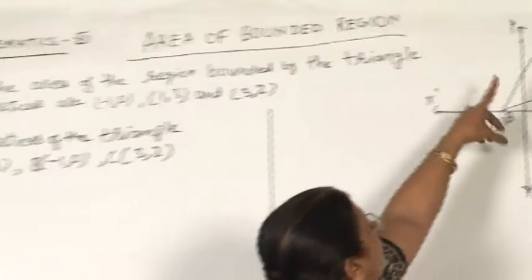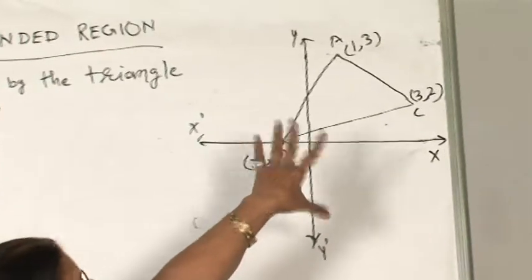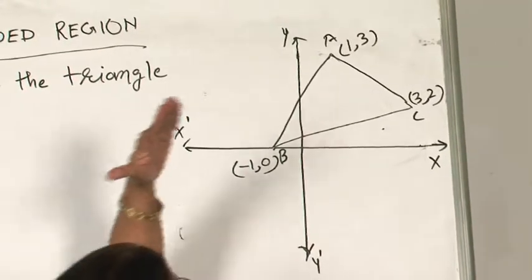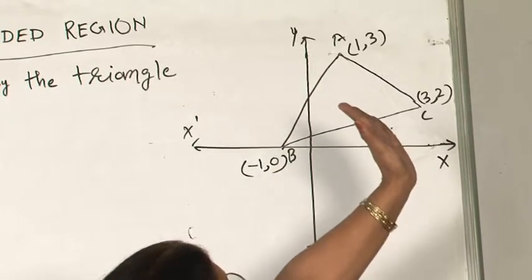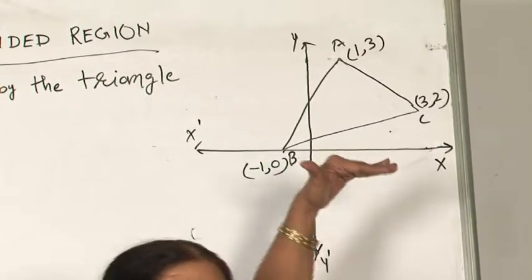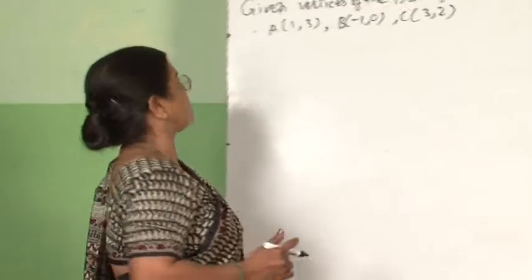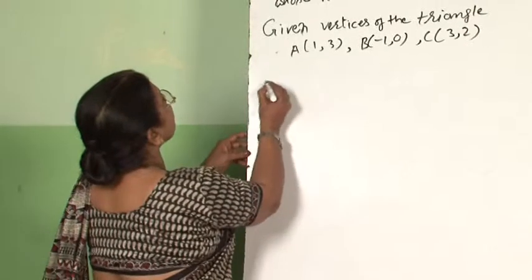This is the triangle, and the vertices are these. Now we have to find the area of this triangle, which means we require the equation of AB, the equation of AC and the equation of BC. So first we will find the equations of these lines. So what is the equation of AB?